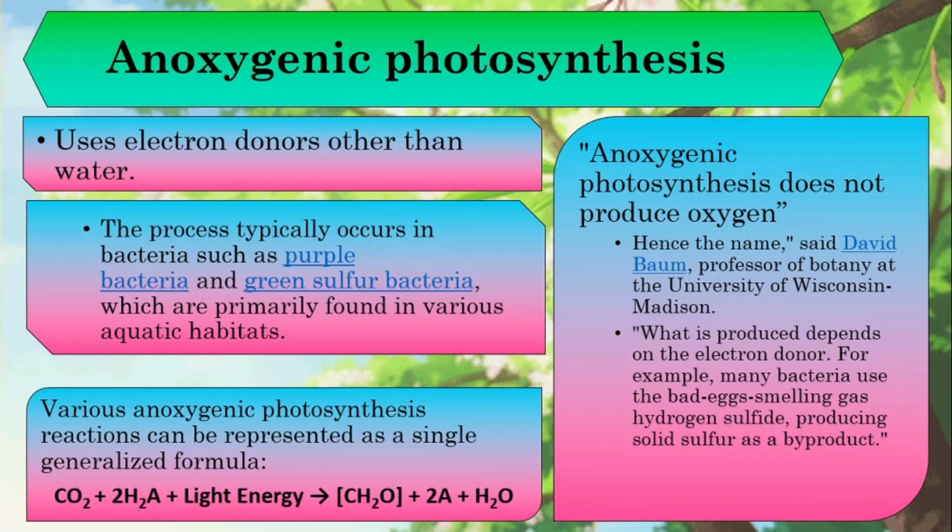Various anoxygenic photosynthesis reactions can be represented as a single generalized formula: carbon dioxide plus 2 molecules of a hydrogen donor plus energy will produce 1 molecule of carbohydrate and 1 molecule of water.